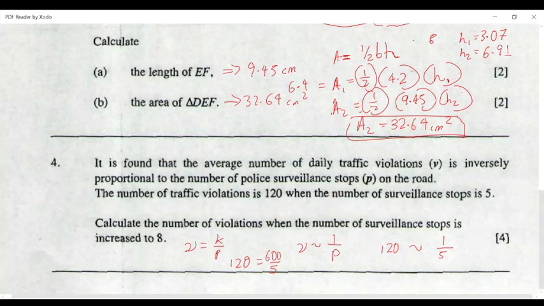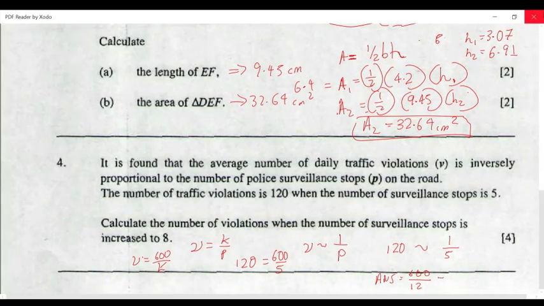Now what we have to do is apply the same formula, which is V equal to 600 over P, in order to determine. So then we should see that as this thing increases, this should be decreasing. So now calculate the number of violations when the number of surveillance stops is increased to 8. Well, 5 plus 8 is 13. So then the answer is 600 divided by 12. So the answer here is 50.